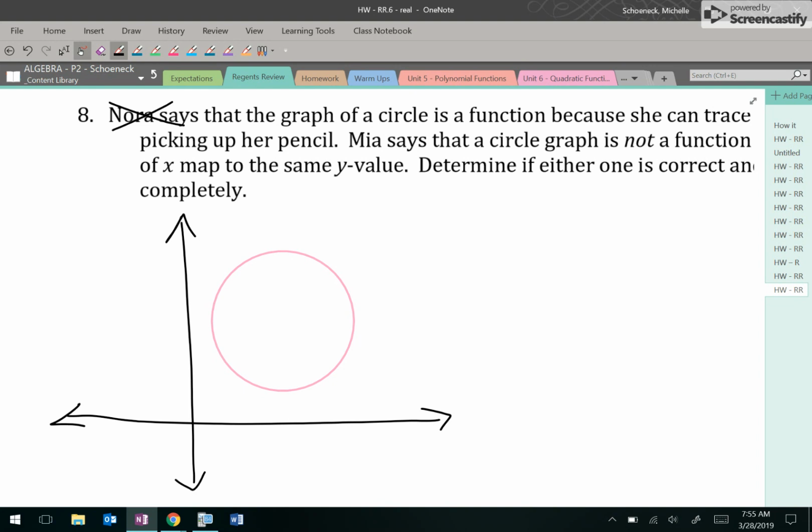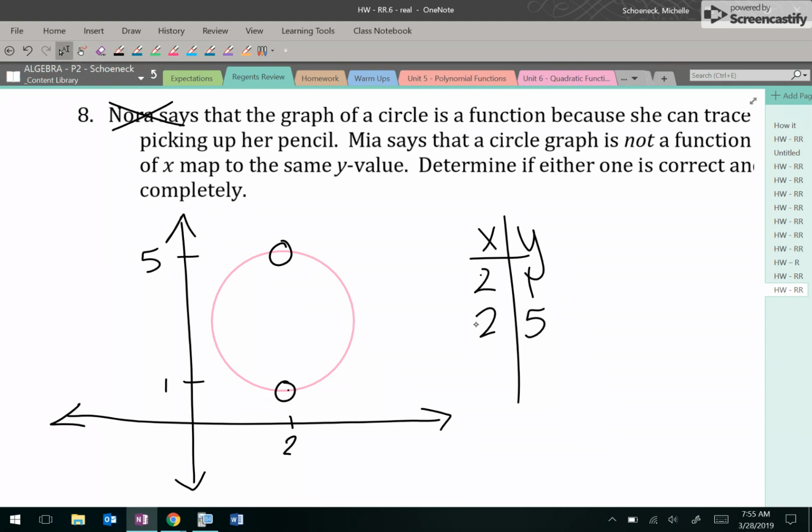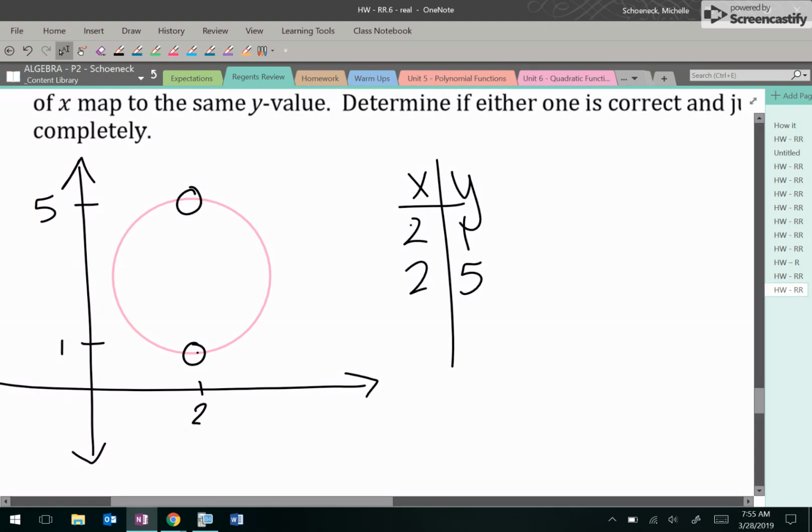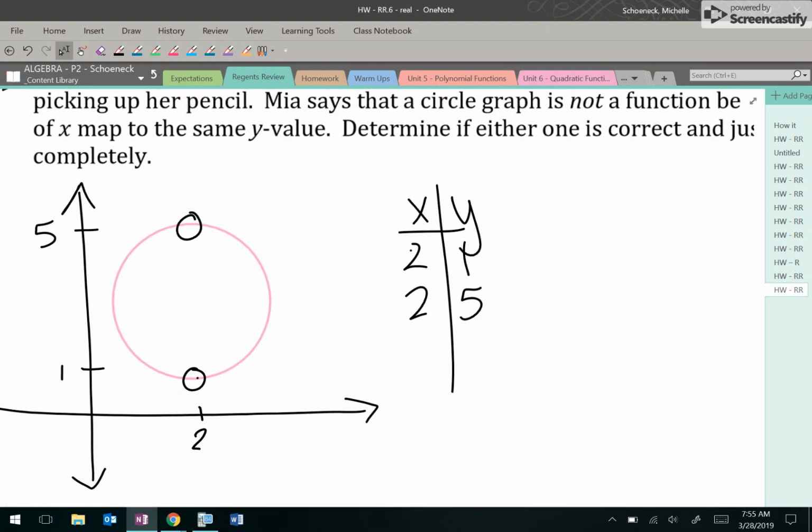Okay, if I were to put this on the grid, and let's say that this is x equals 2. I've hit that circle once there and once here. So let's just imagine that that's 1 and maybe that's 5. So that means I have the points (2, 1) and (2, 5). Because now we have to decide, is Mia correct or is her reasoning correct? So Mia says it is not a function, so we agree with that. It's not a function because multiple values of x map to the same y value. Well, I think what she's saying is the opposite of what we have here.